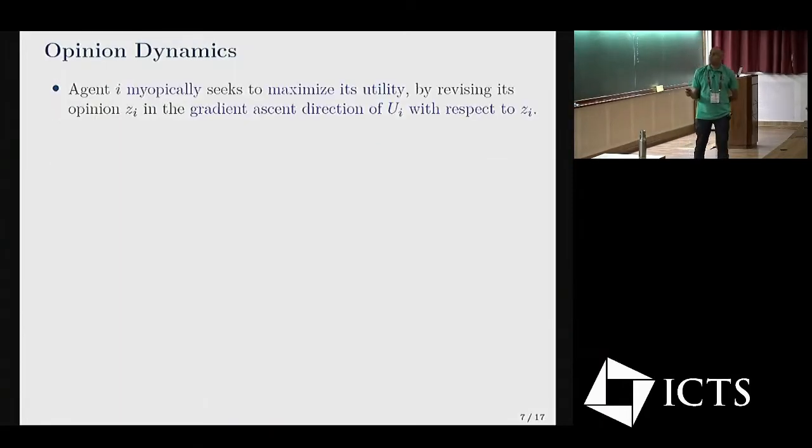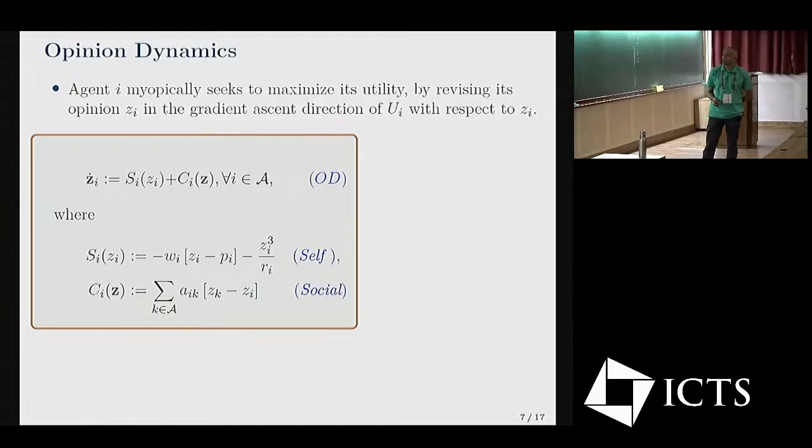So now the opinion dynamics itself is derived out of these utility functions. Essentially, we assume that each agent myopically seeks to maximize its utility function by revising its opinion z_i in the gradient ascent direction of U_i with respect to z_i itself. So that's how we get the opinion dynamics, and that's how it looks.